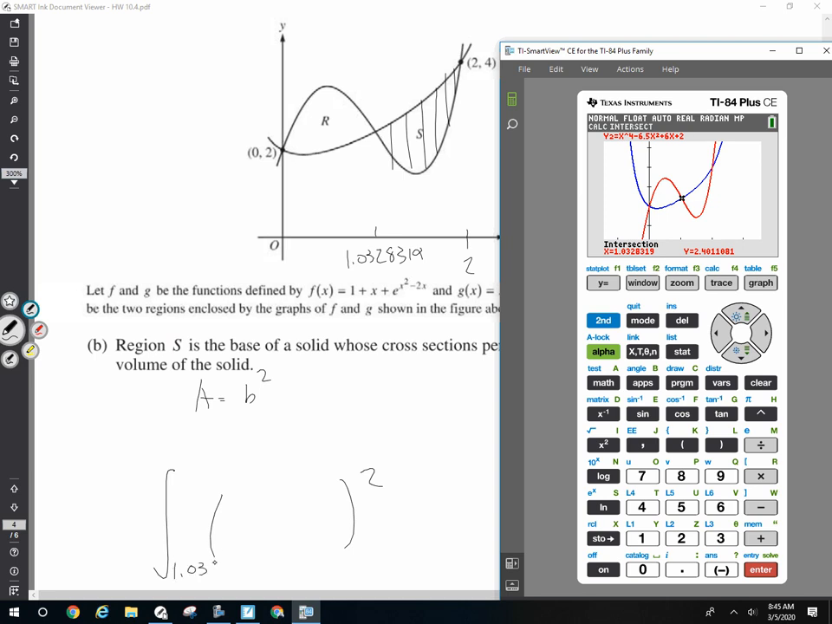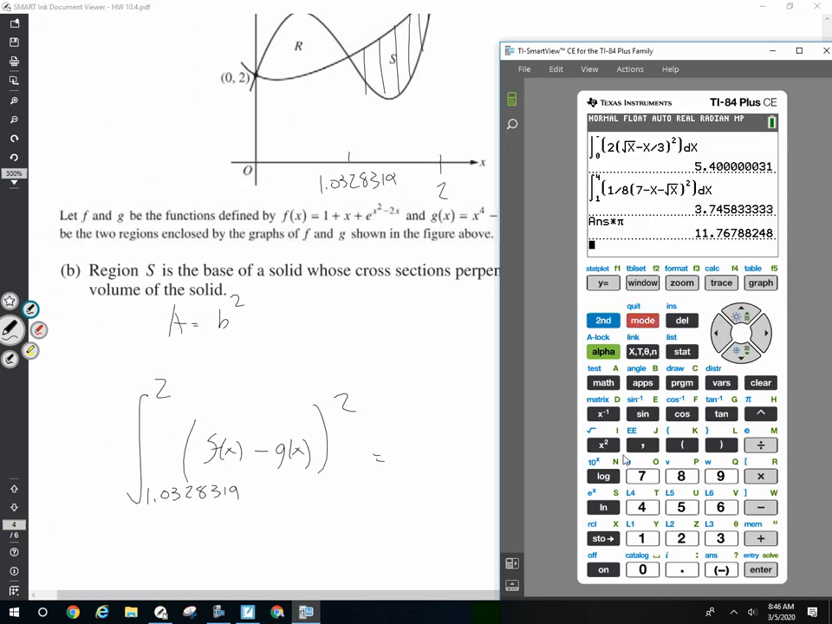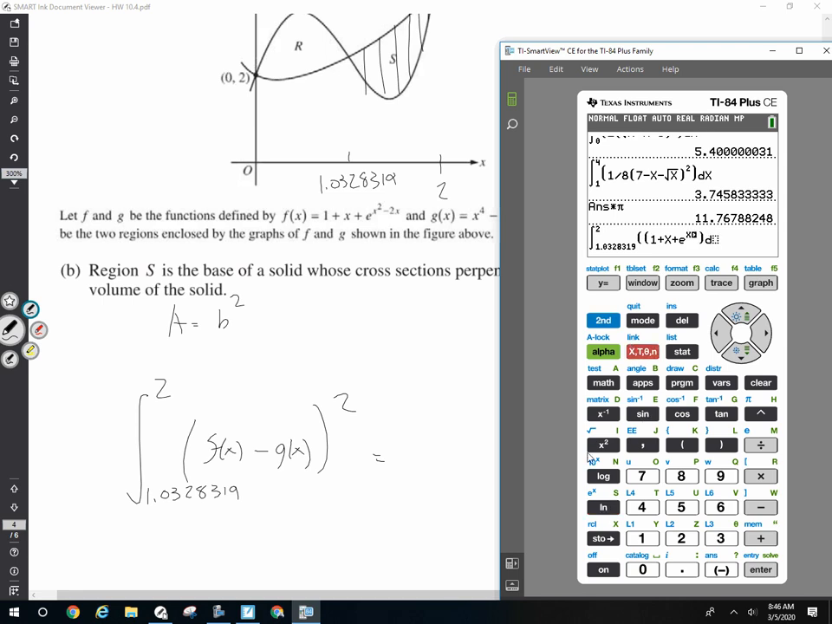All right, so we're starting at this value. We're going to 2. The base lengths are the top minus the bottom. The top is the blue equation, that crazy e to the x equation. You go up or down to toggle between the two. The blue equation is the f equation. The bottom is the g equation. You're asked to find this actual volume, so you need to go back into the home screen, math 9 it, 1.0328319 to 2 of a quantity of f minus g, 1 plus x plus e to the x squared minus 2x.